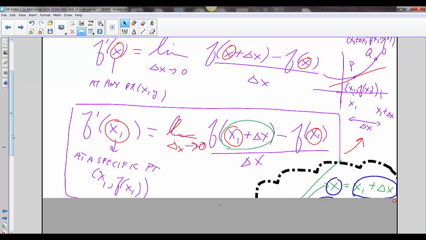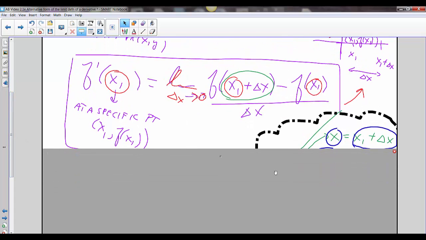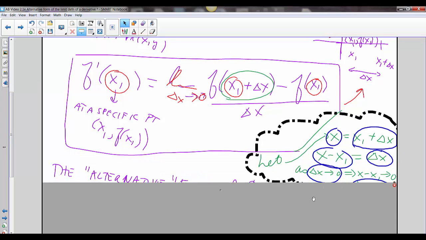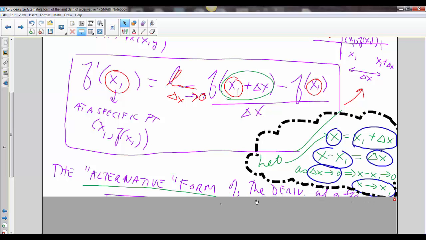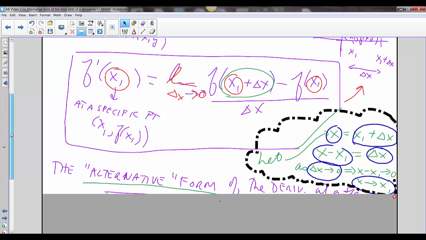Now what we're going to do to get to this next alternative form is the following. Come over here to this little black cloud. I'm going to say, let's just let x equal this x1 plus delta x. If I do that, then delta x, if I isolate it, will be x minus x1. And when it says as delta x goes to 0, well, if delta x is x minus x1, that would mean as delta x goes to 0, then x minus x1 goes to 0, which means x goes to x1. So this is going to allow us to create something called the alternative form.